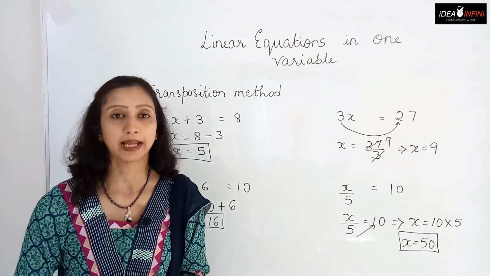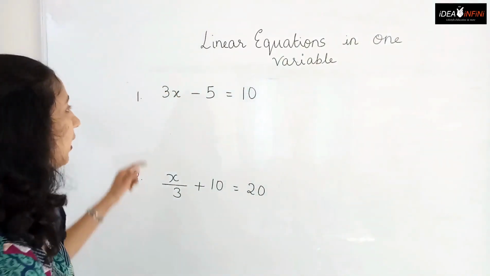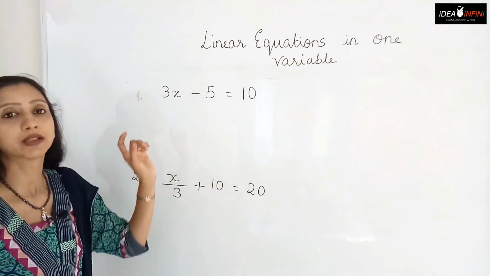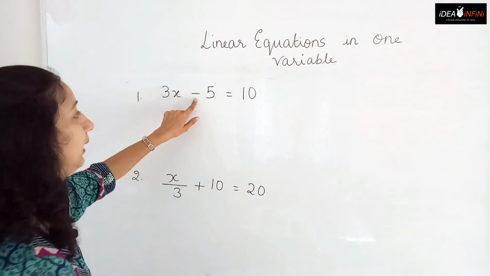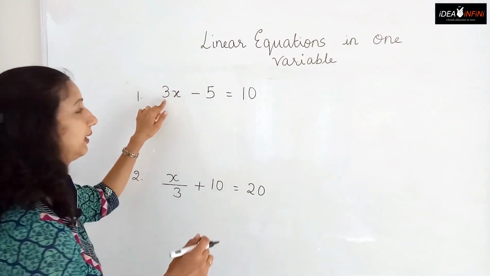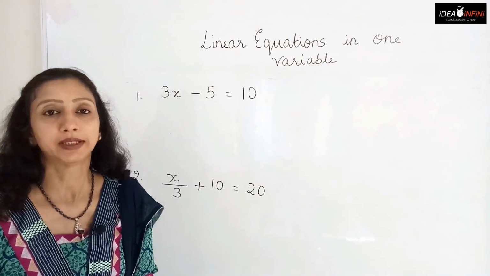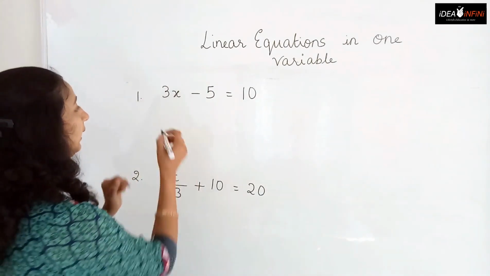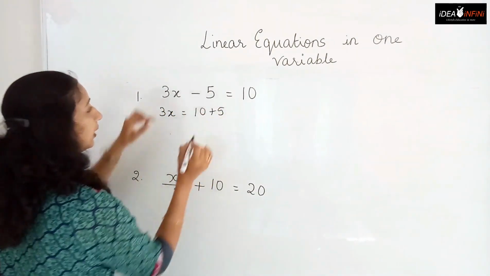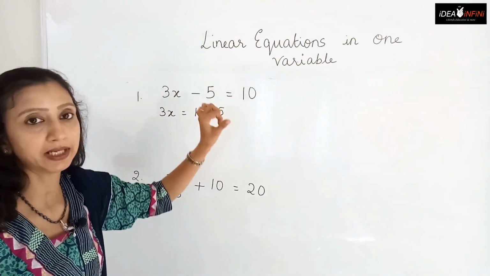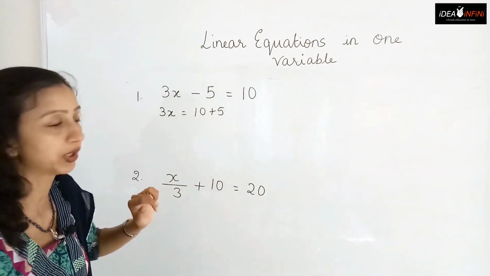We'll see one more example. We'll see here an example which we had solved in the systematic method. We had to deal with -5 first and then with this 3. वो लंबा मेथड हो जाता था. अब यहाँ डायरेक्टली अगर हम देखें 3x is equal to 10 plus 5, क्योंकि ये 5 जब राइट हैंड साइड में जाएगा तो माइनस की जगह प्लस हो जाएगा.